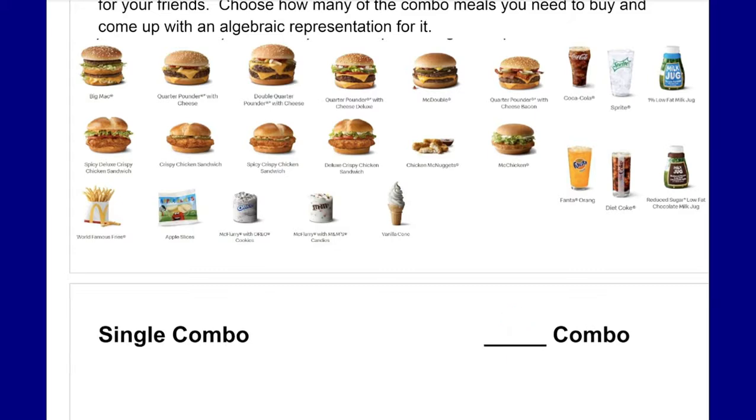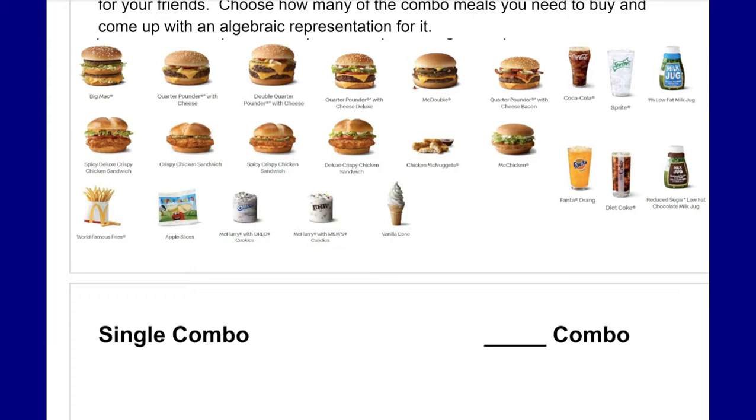You're like, no, 4 people's a lot. I'm just going to share it with my best friend, 2. Or I'm going to share it with my siblings, so I'm going to need 2 of them. Something like that. Come up with how many combo meals you need to buy, or choose a new number other than 1, and come up with an algebraic expression to represent that, or to represent that change.